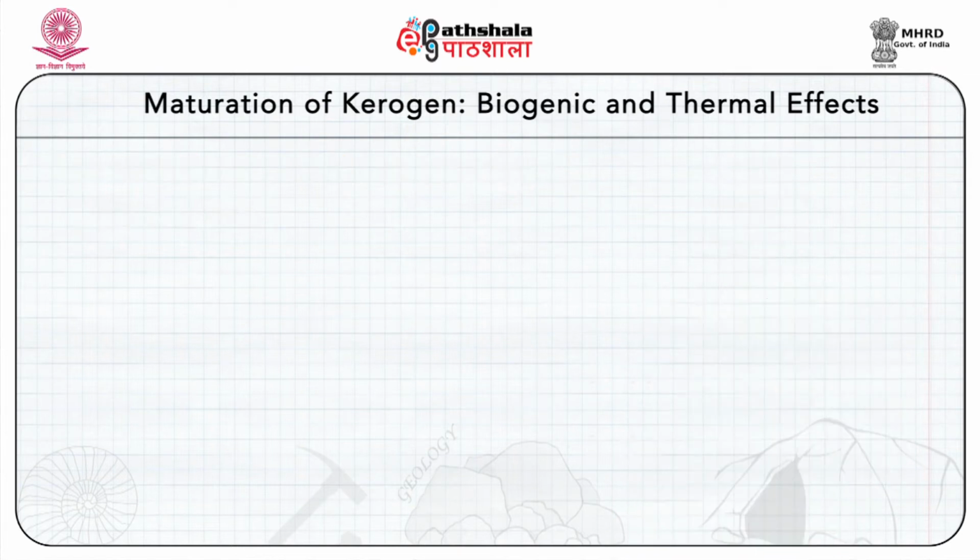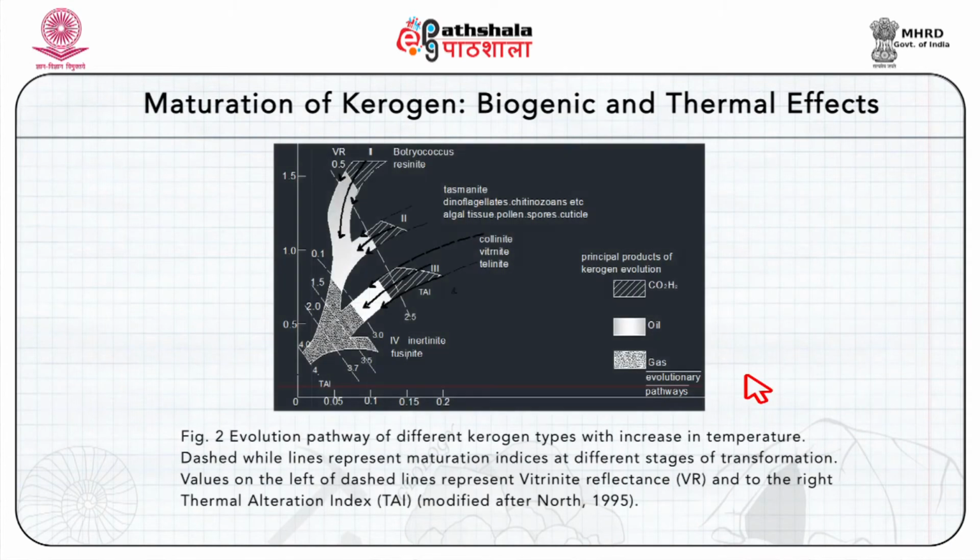Now, this is a diagram which is very popularly known as the Van Krevelen diagram, where you can see there are 2 axes: one axis showing the atomic oxygen to carbon ratio, and the other axis the atomic hydrogen to carbon ratio. Now, all 4 kerogen types, that is type 1, type 2, type 3 and type 4, their evolutionary path is shown in the diagram as they go through the biological and thermal maturation process.